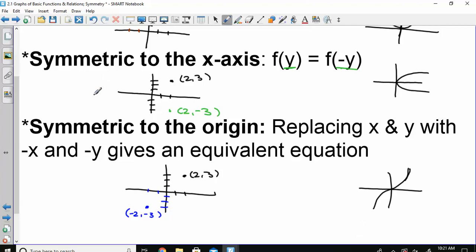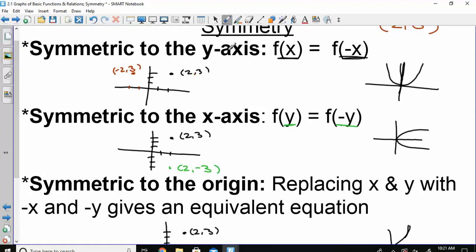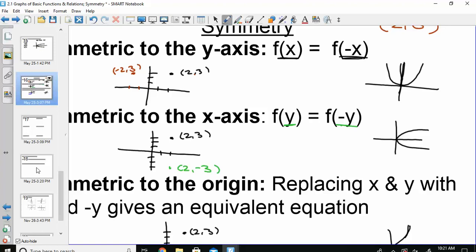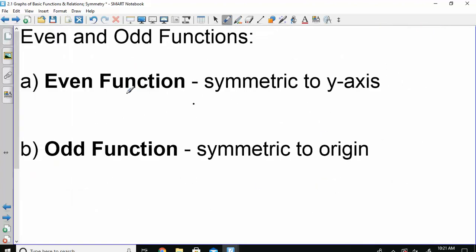Going along with this, we have some terms, even and odd, that come up. And these only apply when we're talking about functions. If something is symmetric to the x, is it a function? No. If it is symmetric to the y-axis, we call that even. If it's symmetric to the origin, we call that odd. So that was the last slide of definitions I put on here. But basically, even goes with the y-axis, odd is origin. I remember the O's go together. So if it's symmetric to the origin, we call that odd.